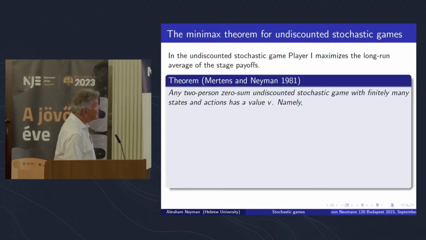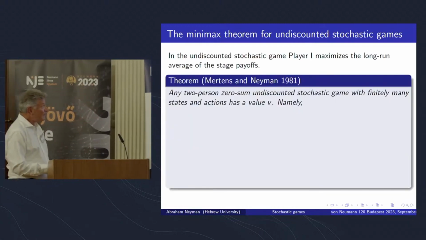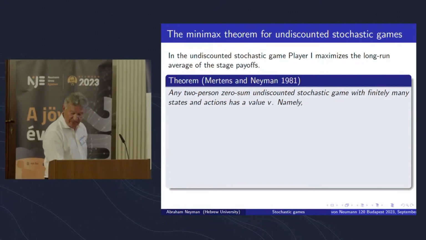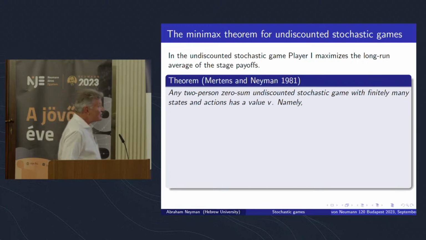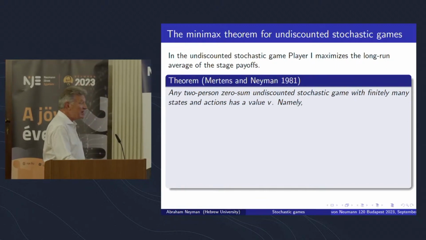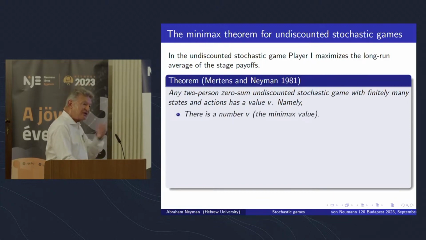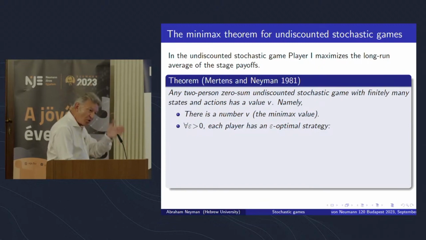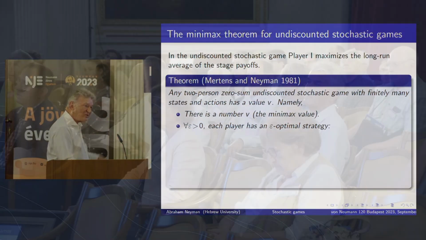So the solution for the general finite stochastic game, 2-person zero-sum, was in a paper of Mertens and myself, where we proved that any 2-person zero-sum undiscounted stochastic game, so we look at the long-run average, with finitely many states and actions has a value v. Let me elaborate, what does it mean? There is a number v, like in the minimax theorem, and for every epsilon, each player has epsilon-optimal strategies. There is no chance here to get optimal strategies. You can only maximize within an epsilon.